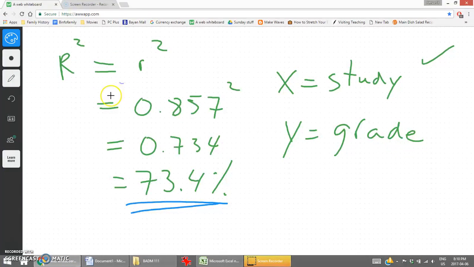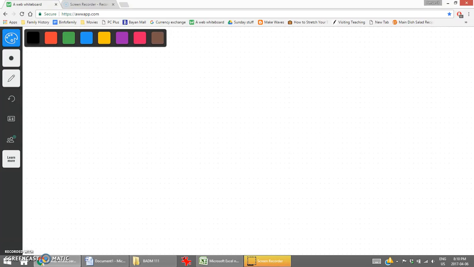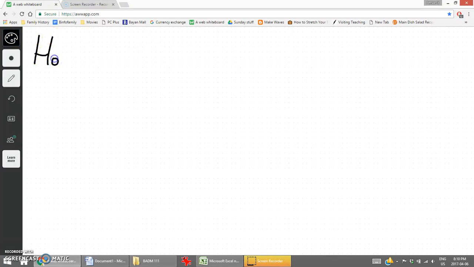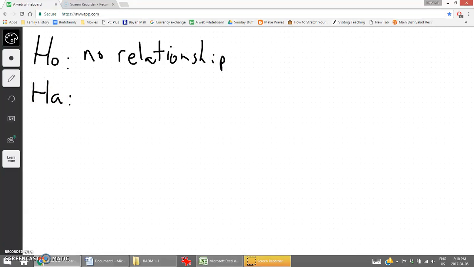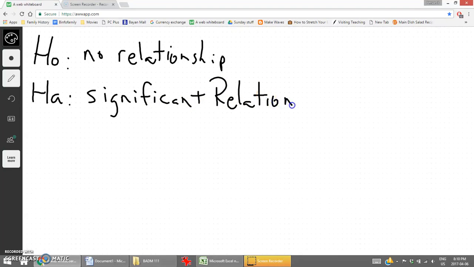So let's clear this off. Basically, I will write what the null hypothesis would be. This is something that we don't have to do in this course. So for the null hypothesis, I'm just going to say that there is no significant relationship, whereas the alternative hypothesis states that there is evidence for a significant relationship between the two variables in question, between x and y. So that is our null and alternative hypotheses.